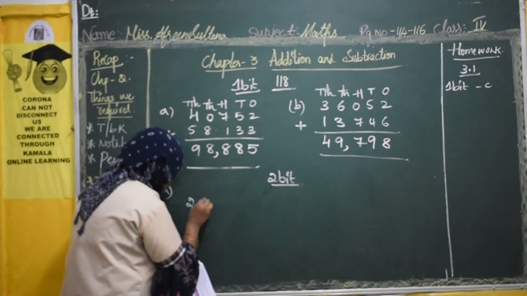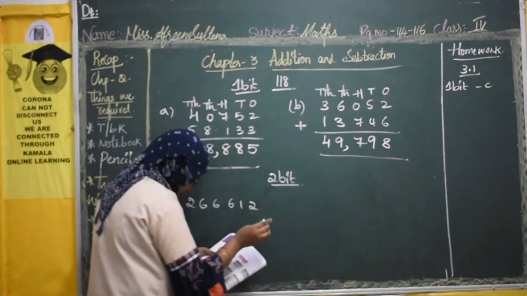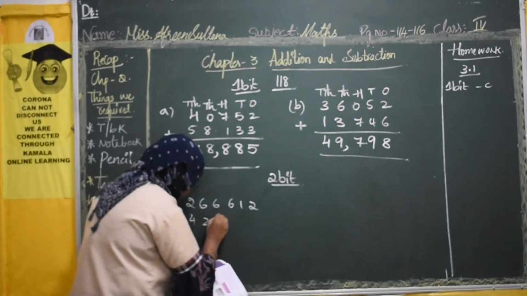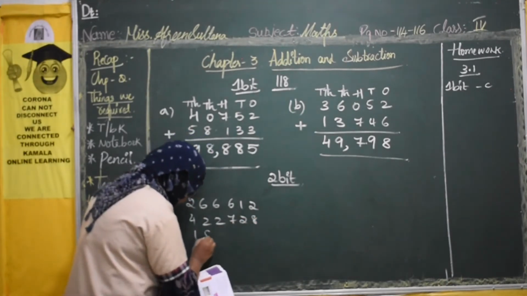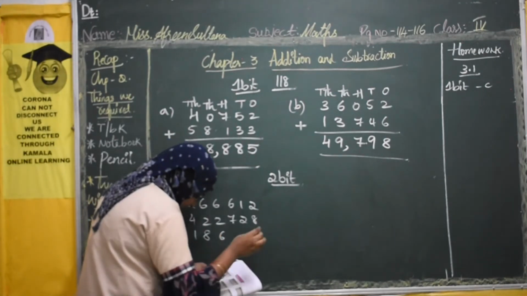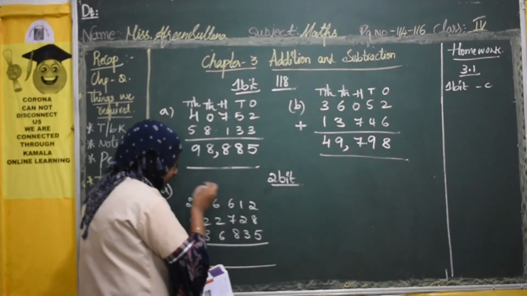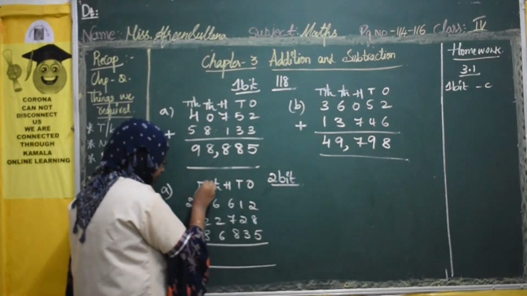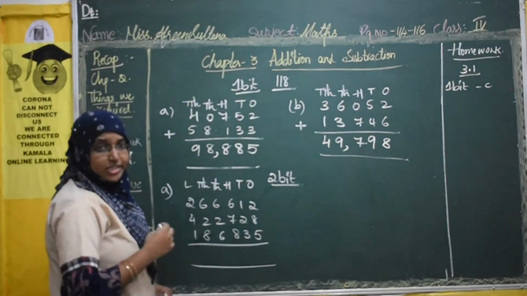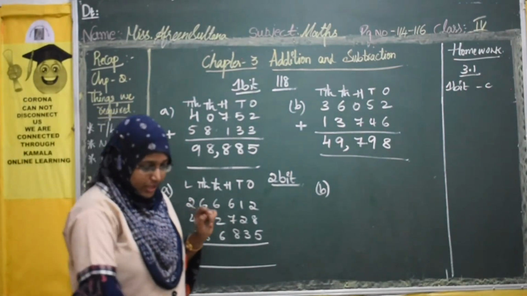So it is 2,66,612, 4,22,728. Next, 86,835. Place values of ones, tens, 100, 1,000, 10,000, lakh. 5-digit number, right? Yes, so till lakhs, that is 6-digit number. Let us move with the second one.